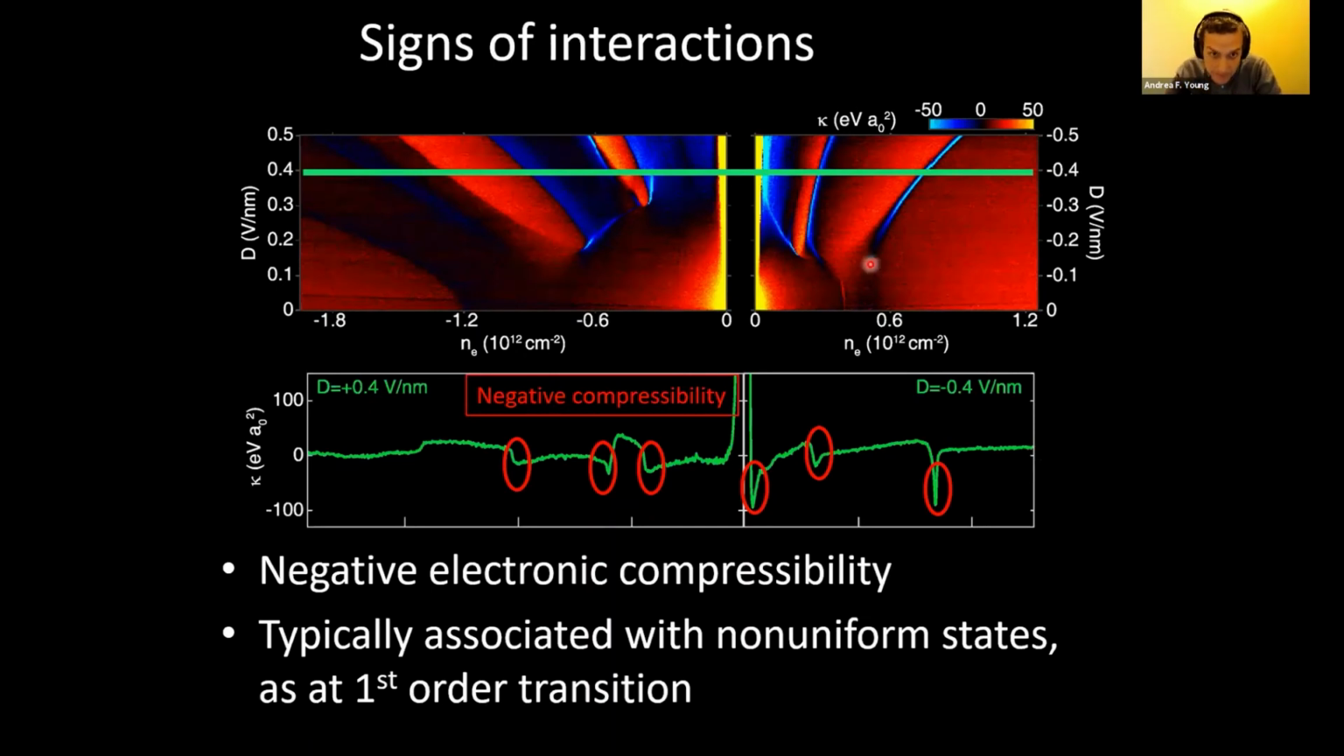But at high displacement field, it's very different. This doesn't match single particle physics at all. And in fact, you can see this because there's lots of negative compressibility, which is not a single particle effect, but usually happens when there are non-uniform states in your 2D system. So, classically, you get it in a Wigner crystal, but you can also get it at first order phase transitions where you have phase separation.